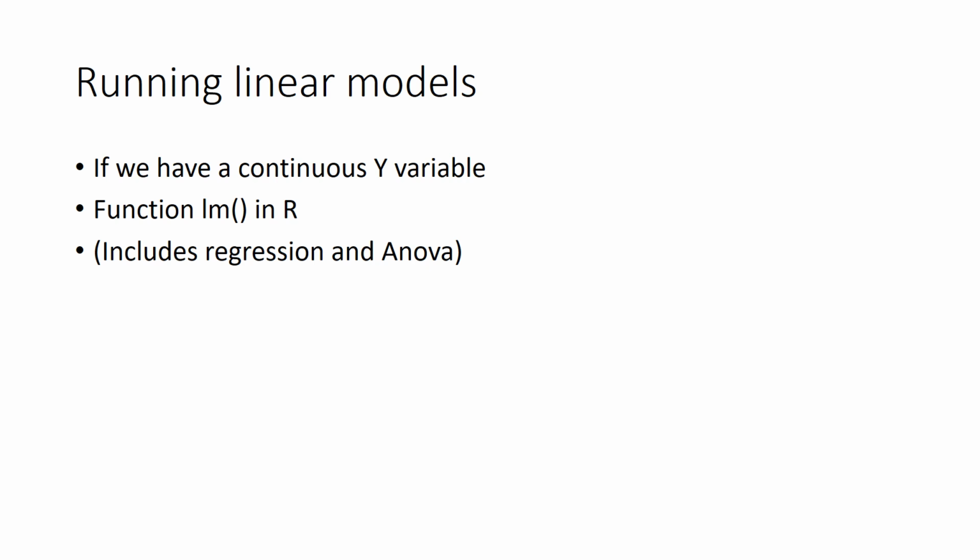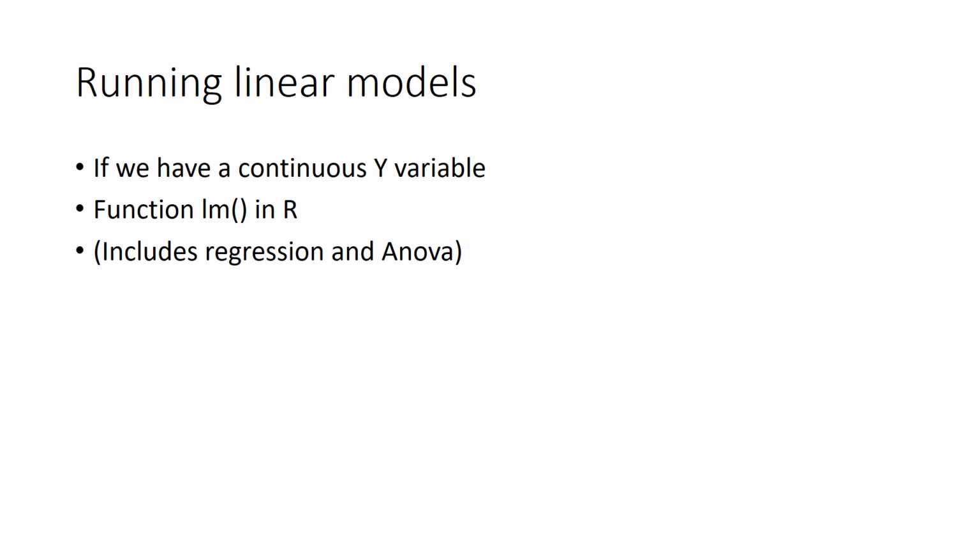In this video, I will explain to you how to run general linear models in R. We generally run general linear models if we have a continuous y variable, and we can have a continuous or a categorical x variable. In R, we use the function lm to run a linear model.